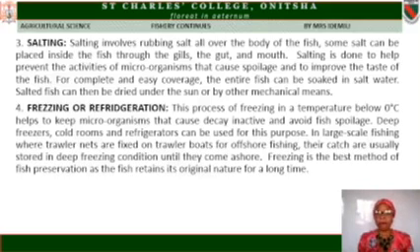Number 4 is freezing or refrigeration. This process of freezing in a temperature below 0 degrees centigrade helps to keep microorganisms that cause decay inactive and avoid fish spoilage. Deep freezers, cold rooms, and refrigerators can be used for this purpose. In large-scale fishing, where trawler nets are fixed on trawler boats for offshore fishing, their catch are usually stored in deep freezing condition until they come offshore. Freezing is the best method of fish preservation as the fish retains its original nature for a very long time.